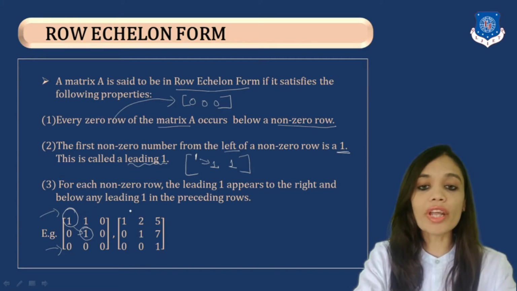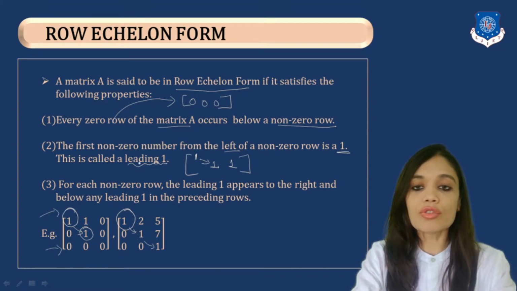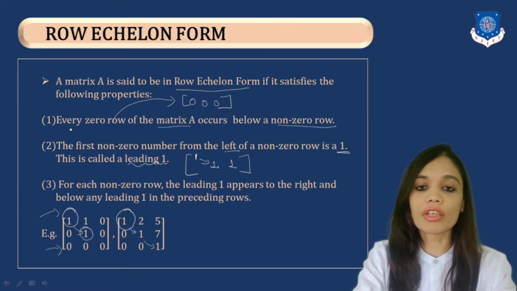Let me show you one more example. The matrix is 1 2 5, 0 1 7, 0 0 1. Here too you can see that the first element is a leading one, and the next leading ones appear to the right and below the leading one in the preceding rows. Here there are no zero rows, so that condition can be ignored. So these matrices are in row echelon form.